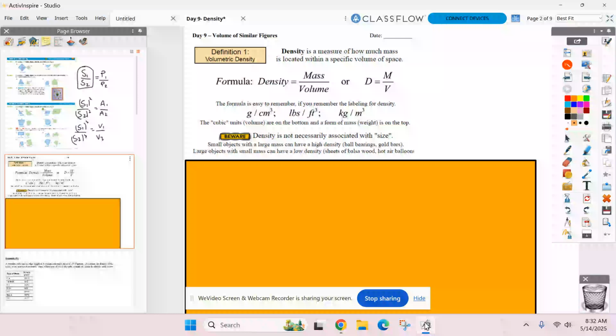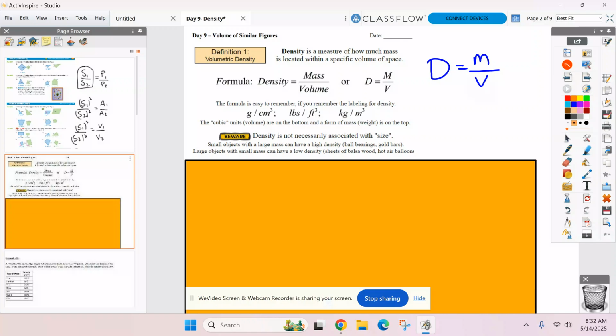This starts with a formula. Unfortunately, it's not on your formula sheet, so this one's on you. Density: mass divided by volume. All right, the mass divided by the volume. You guys, we've used this term density before.